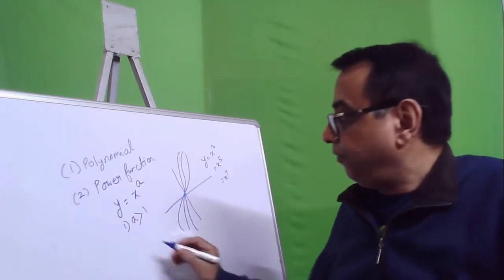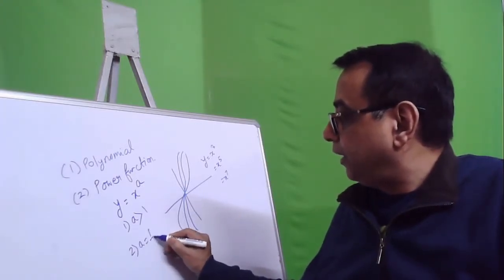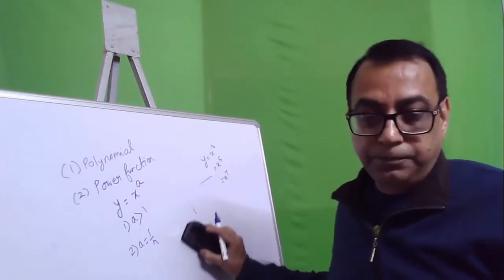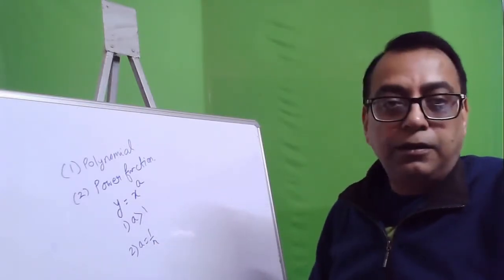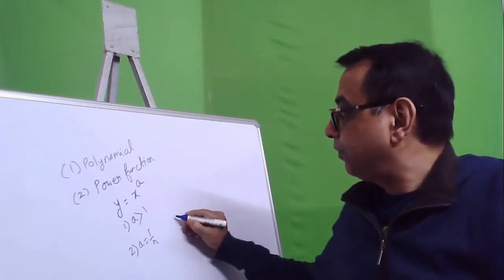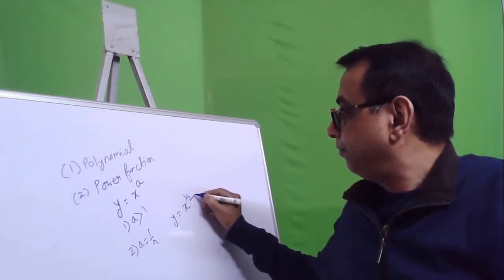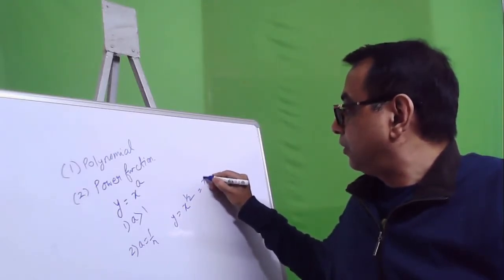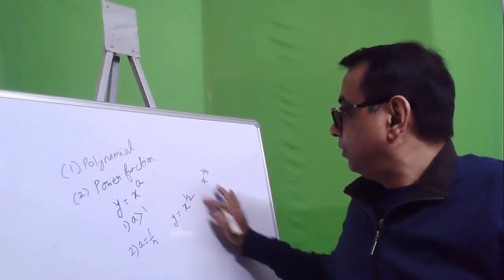What will happen if a is equal to 1 by n, where n is an integer? What will happen in case a is 1 by n, where n is an integer? For example, let's say y is equal to x to the power half, or let's say y is equal to x to the power 1/3. So how will this look?